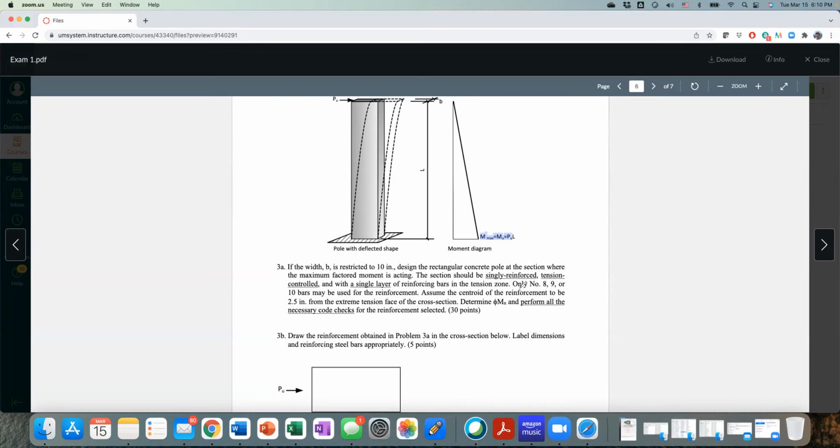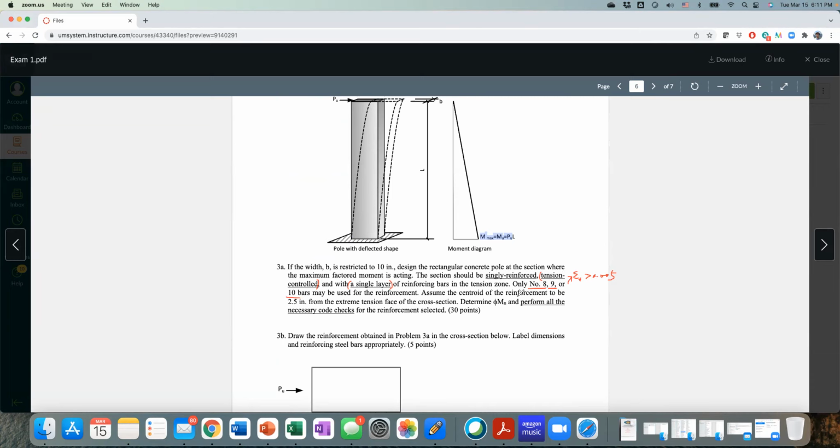Okay, all right. Now another thing is that this is singly reinforced, tension controlled. Keywords: tension controlled, 1 layer of reinforcement in tension, and this is actually a single layer. So tension controlled, meaning that epsilon T at that layer has to be greater than 0.005. This has to be satisfied. And also only number 8, 9, or number 10 bars are to be used. You cannot use other bars.